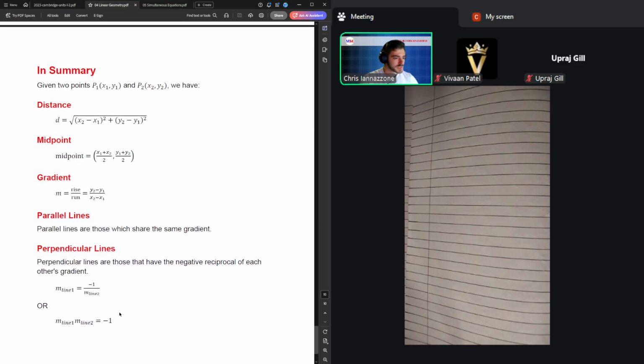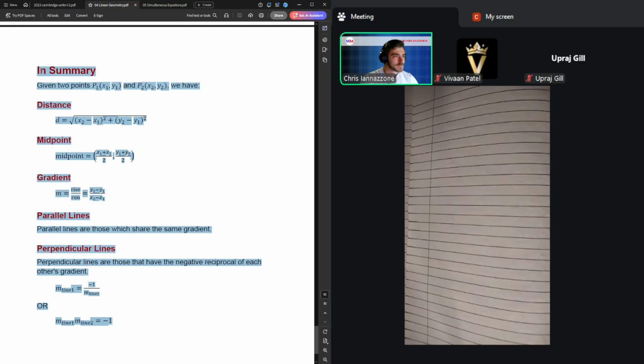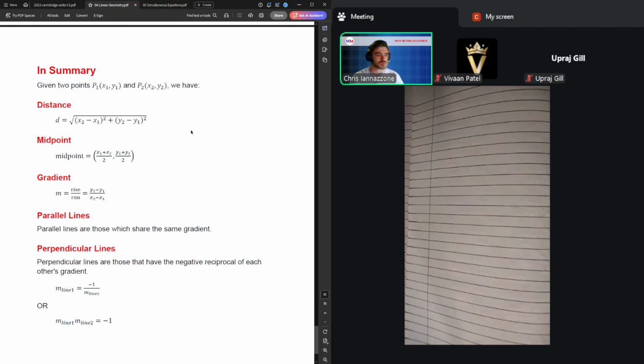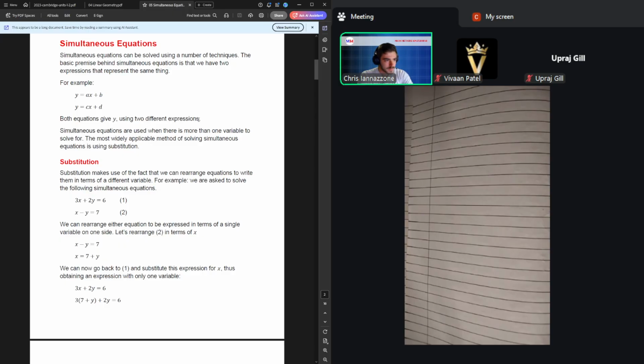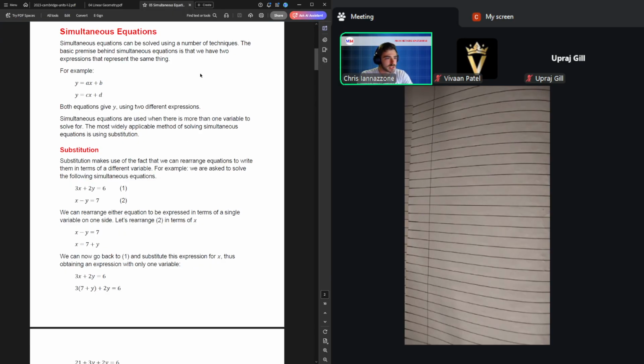And that's the summary. So that's all of the linear geometry side of things, or at least the introduction to the linear geometry side of things. Anything to revise there before having a look at simultaneous? Okay, simultaneous. There's a whole bunch of ways you can do simultaneous. We'll look at a few of them.